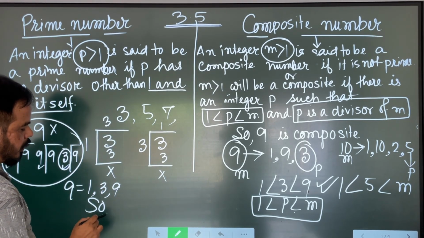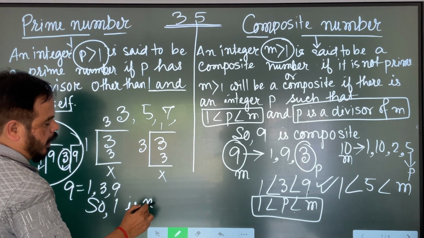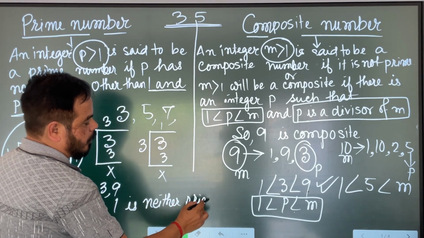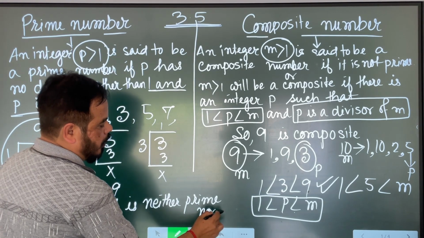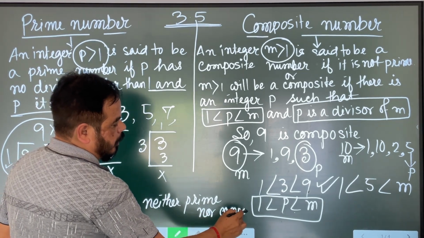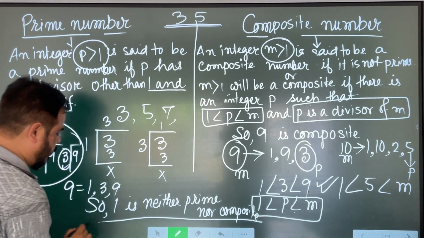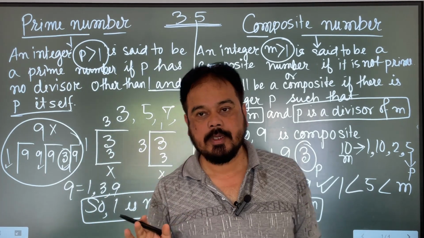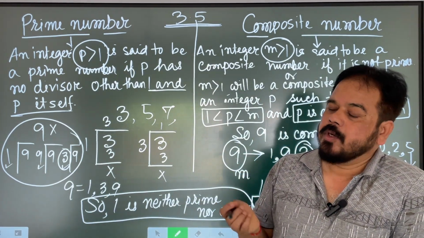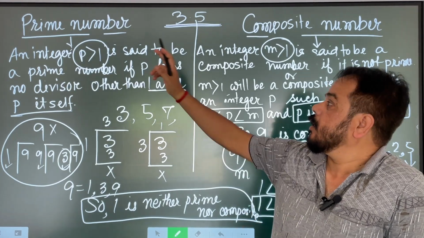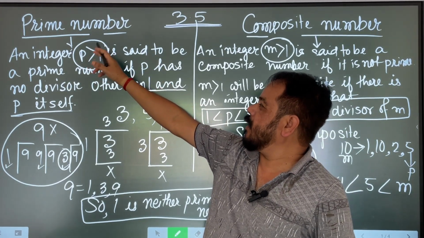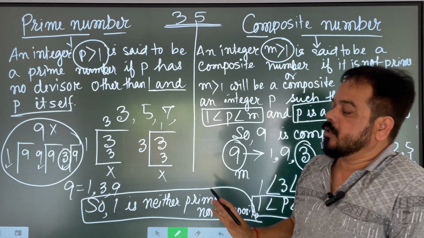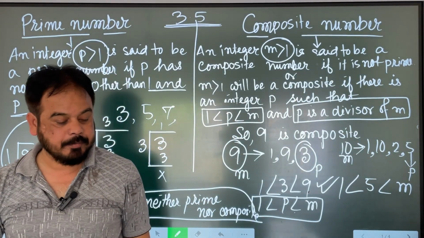So what? 1 is neither prime nor composite. So remember always this. 1 is never prime or composite. 1 is neither prime nor composite. Because a prime number, whether p or 5 or 3, is greater than 1, and a composite number is also greater than 1. So 1 is neither prime nor composite. I hope you understand.